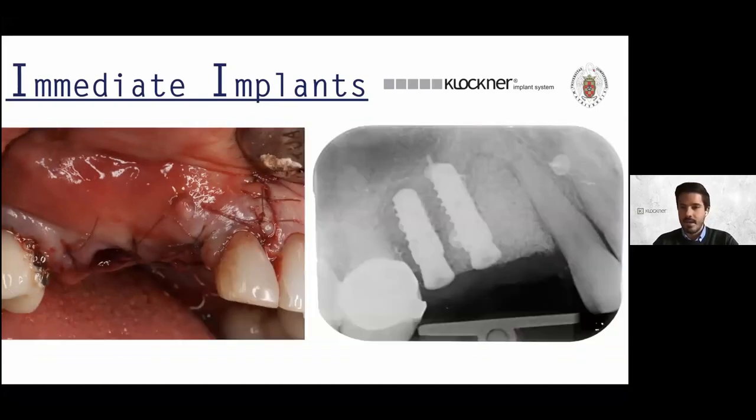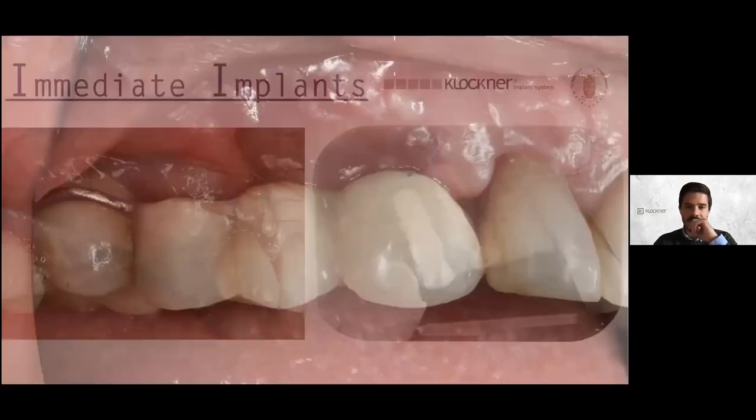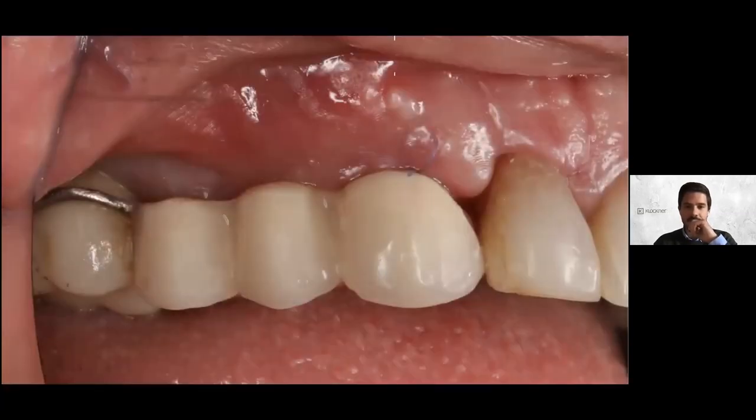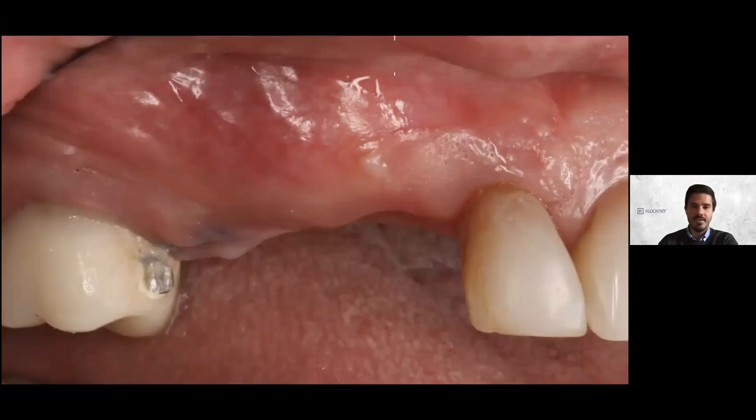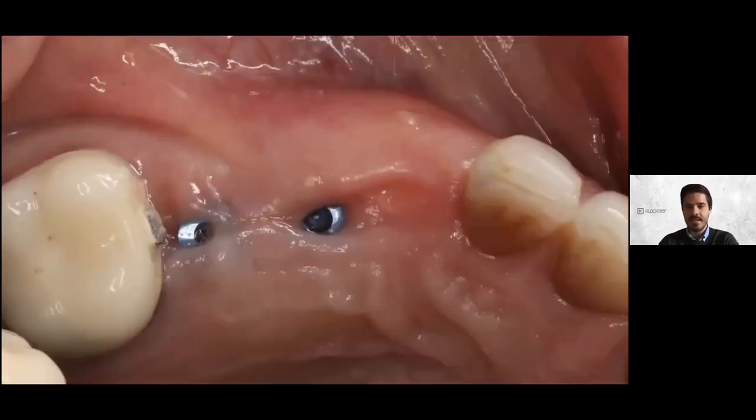This is the periapical X-ray result. And this is 2 weeks after that. This is 6 months after that. You can see the health of the tissues, the volume that we have achieved in this case. Look at the volume. This is the contour I want to achieve. This is the contour I want to have for the implants to protect our implants.